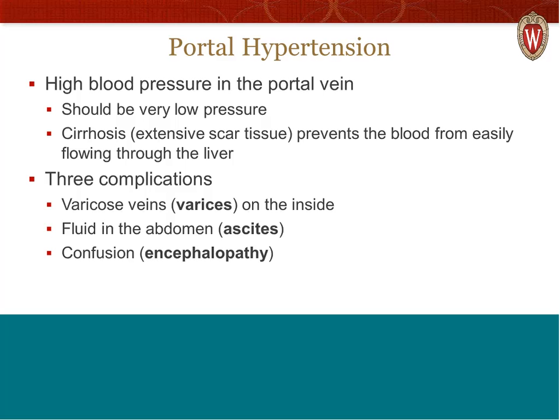And varicose veins are just big dilated veins. You can get fluid in the abdomen, and we call that ascites. That's the medical term for it. And you can get a confusional state that can set in. We call it encephalopathy. So if you ever heard the word encephalopathy, we're talking about confusion. Ascites is the fluid in the abdomen.